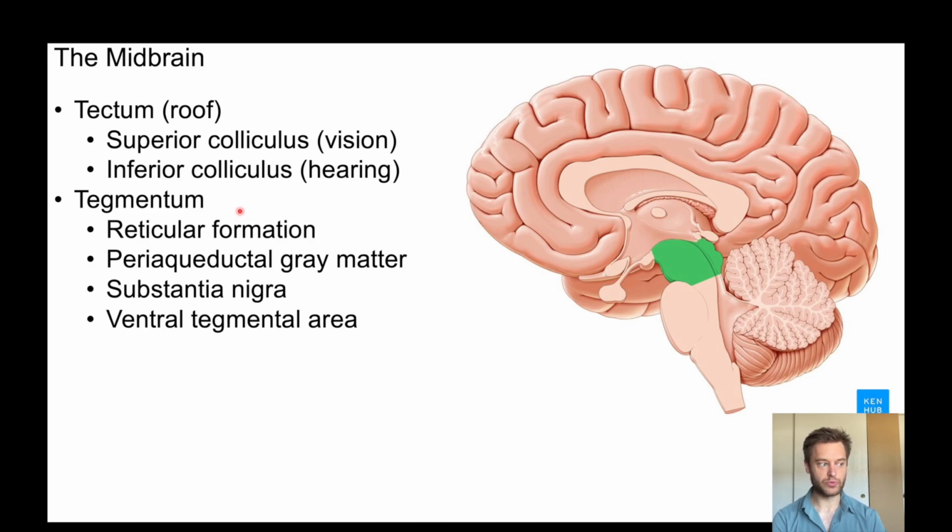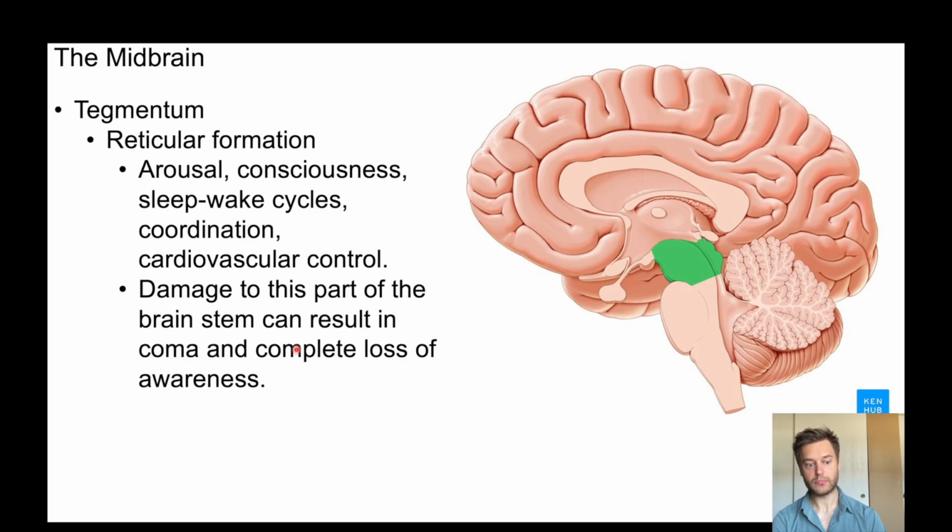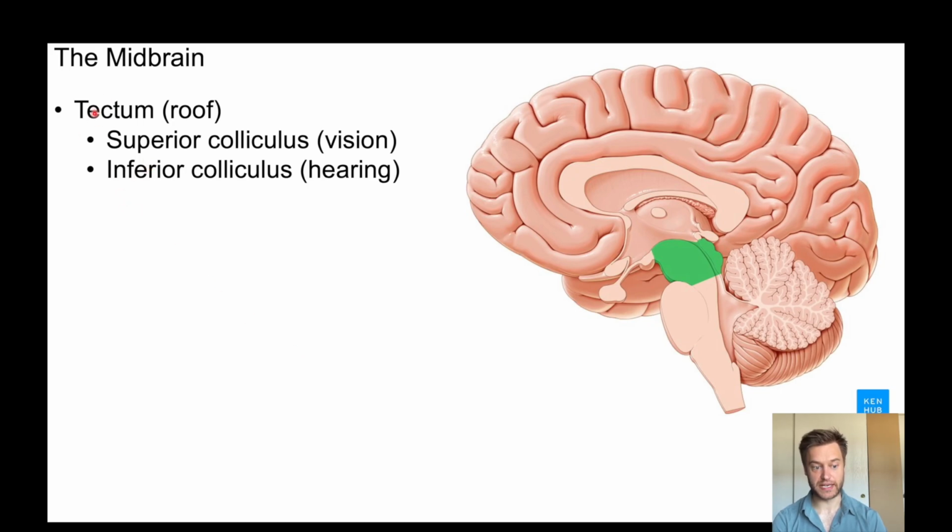And then we have the tegmentum, which we're going to get a little bit more in depth into right now, which has the reticular formation, the periaqueductal gray, substantia nigra, and the ventral tegmental area. So as I already said, the tectum, which is a subsection of the midbrain, is the roof of the midbrain, so it's the top part.